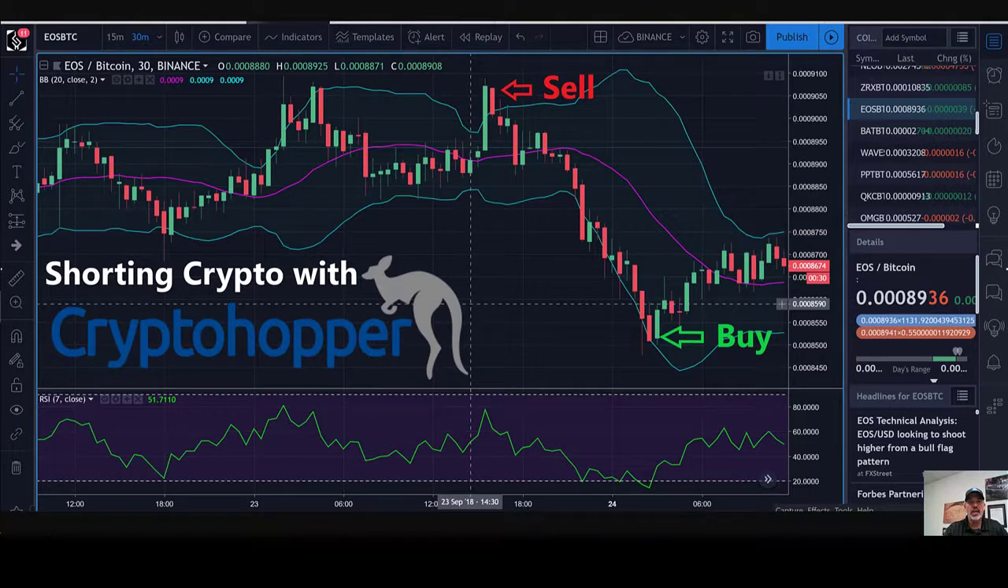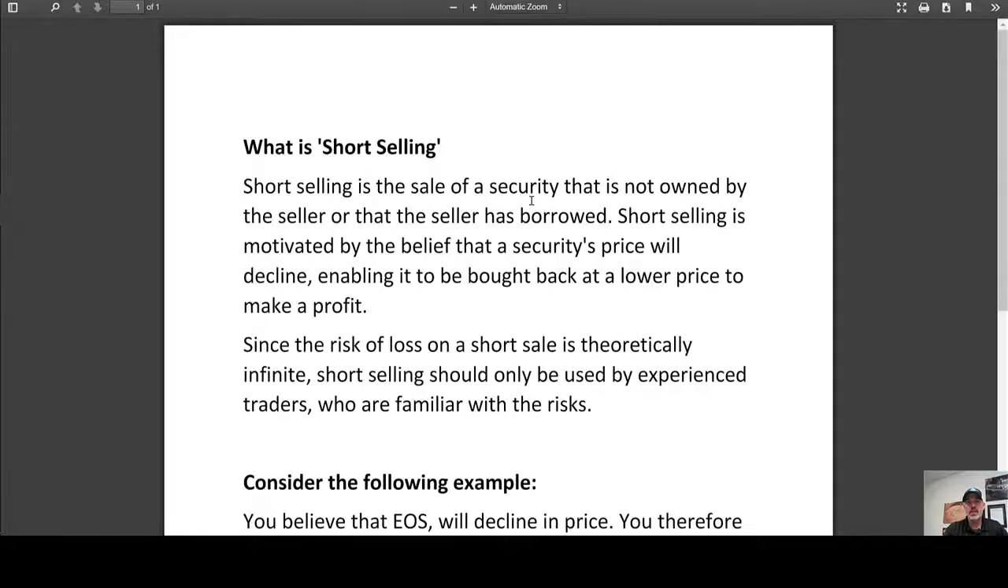Today we're going to take another look at how to short cryptocurrencies using CryptoHopper on the Binance exchange. But first of all, I think it's important that we go over traditional short selling versus how CryptoHopper actually handles a short sell.